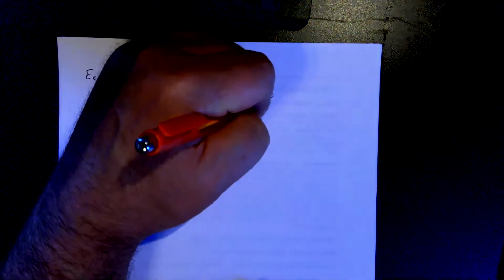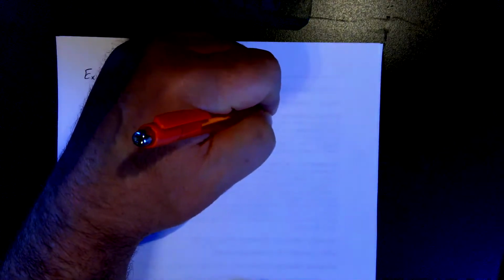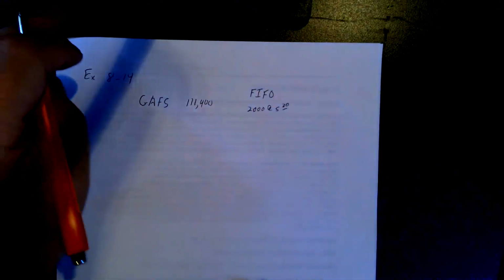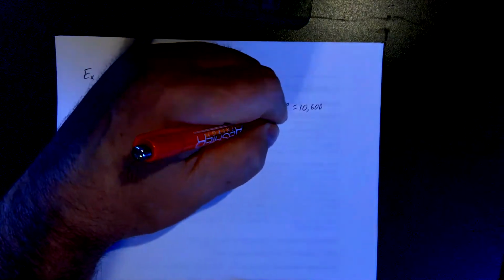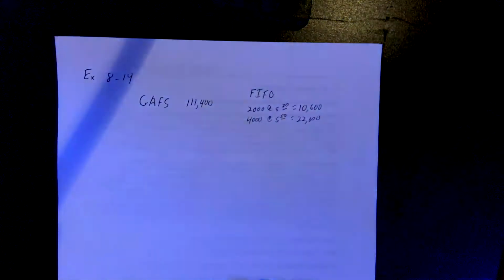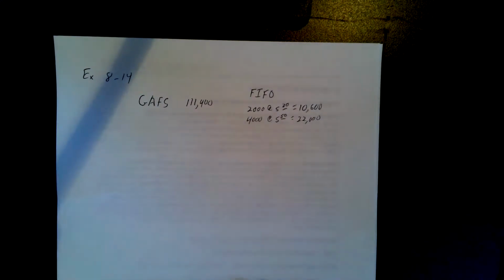So that's going to be 2,000 of those at $5.30, and we know what those are already, it is 10,600. And then we're going to sell 4,000 of the 8,000 purchased. And those were at $5.50. And so that will be 22,000 there. All right. So that's FIFO. We have 4,000 of that 8,000 purchase remaining.